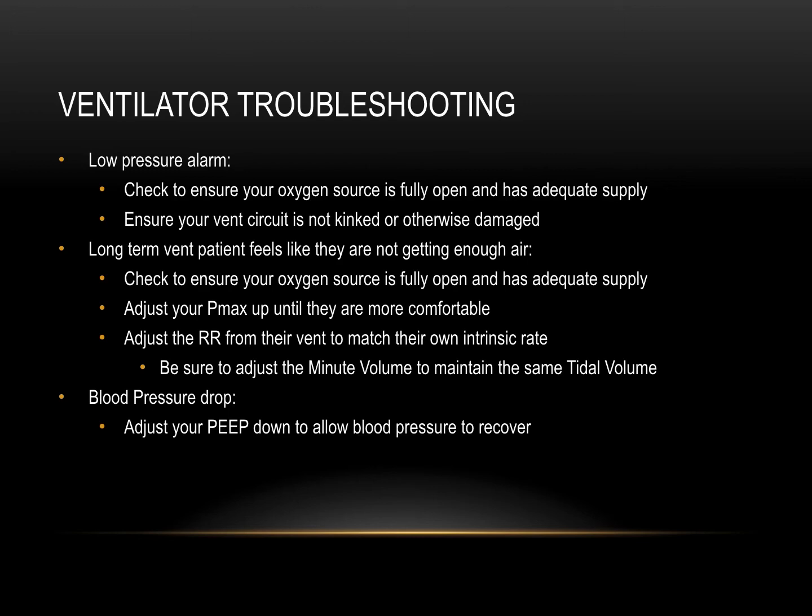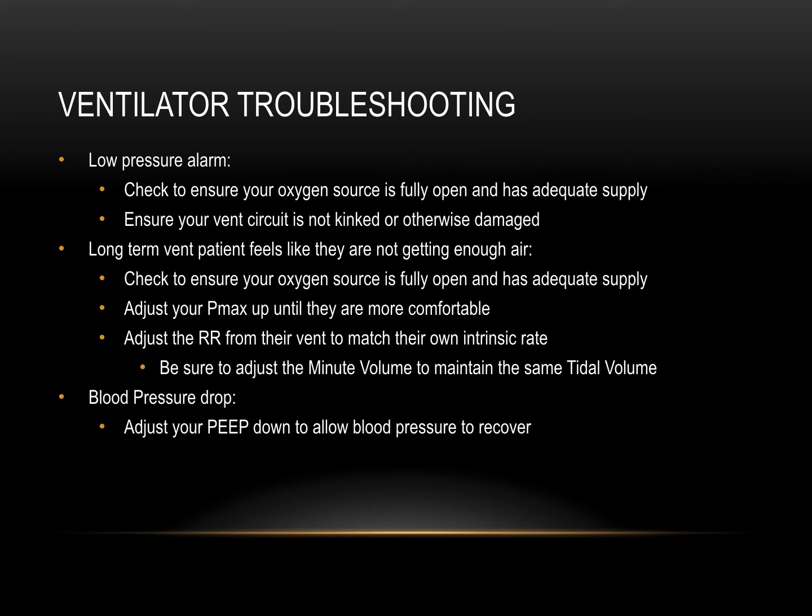So what we're going to do is if they're on higher levels of PEEP, we're going to drop down the PEEP to allow the blood pressure to recover, but making sure that we're not sacrificing oxygenation for blood pressure. What we really want to do is take a look at their mean arterial pressure. If their mean arterial pressure is somewhere between 65 and 70, 75, we're in good range.